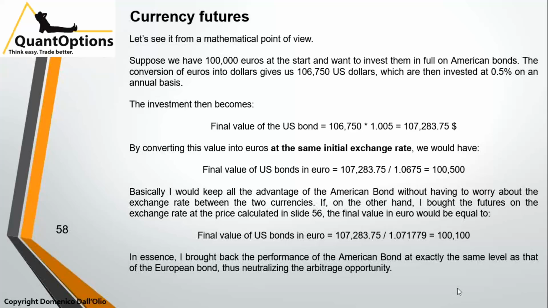If, on the other hand, I bought the futures on the exchange rate at the price calculated in the previous slide, the final value in euros would be equal to 107,283.75 divided by 1.071779, the futures price. It would make 100,100 euros. In essence, I brought back the performance of the American bond to exactly the same level as that of the European bond, thus neutralizing the arbitrage opportunity.